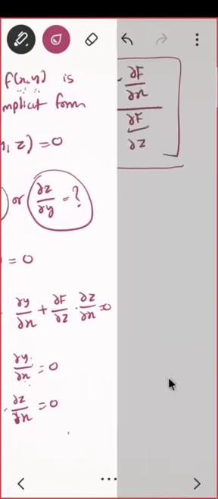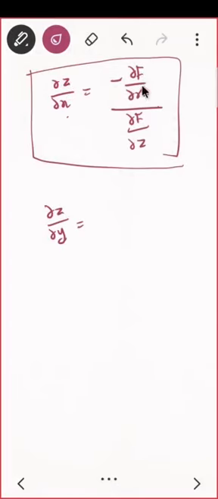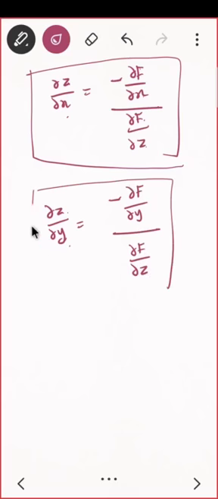Or can you similarly tell me ∂z/∂x? Minus ∂f/∂x upon ∂f/∂z. So ∂z/∂y, what will it be? It will be minus ∂f/∂y divided by ∂f/∂z, correct?